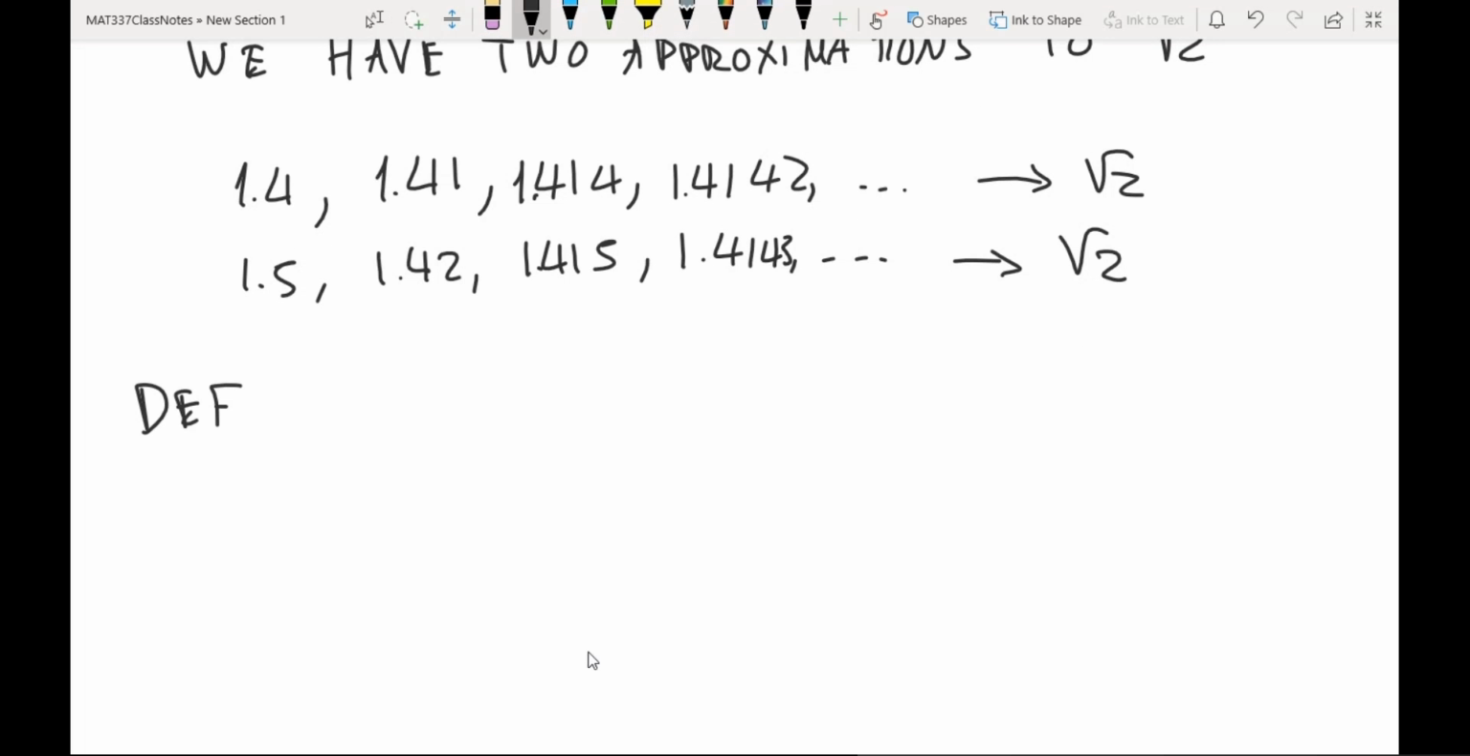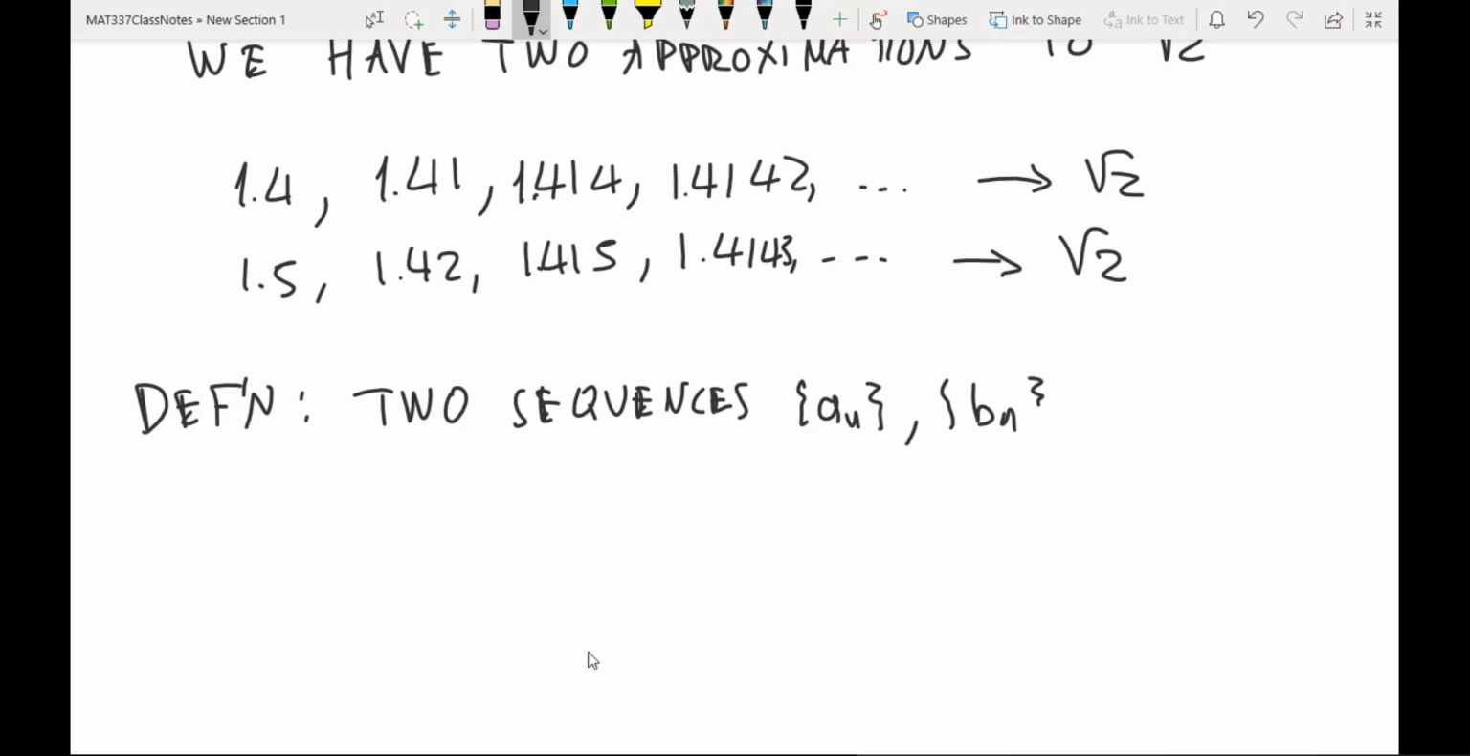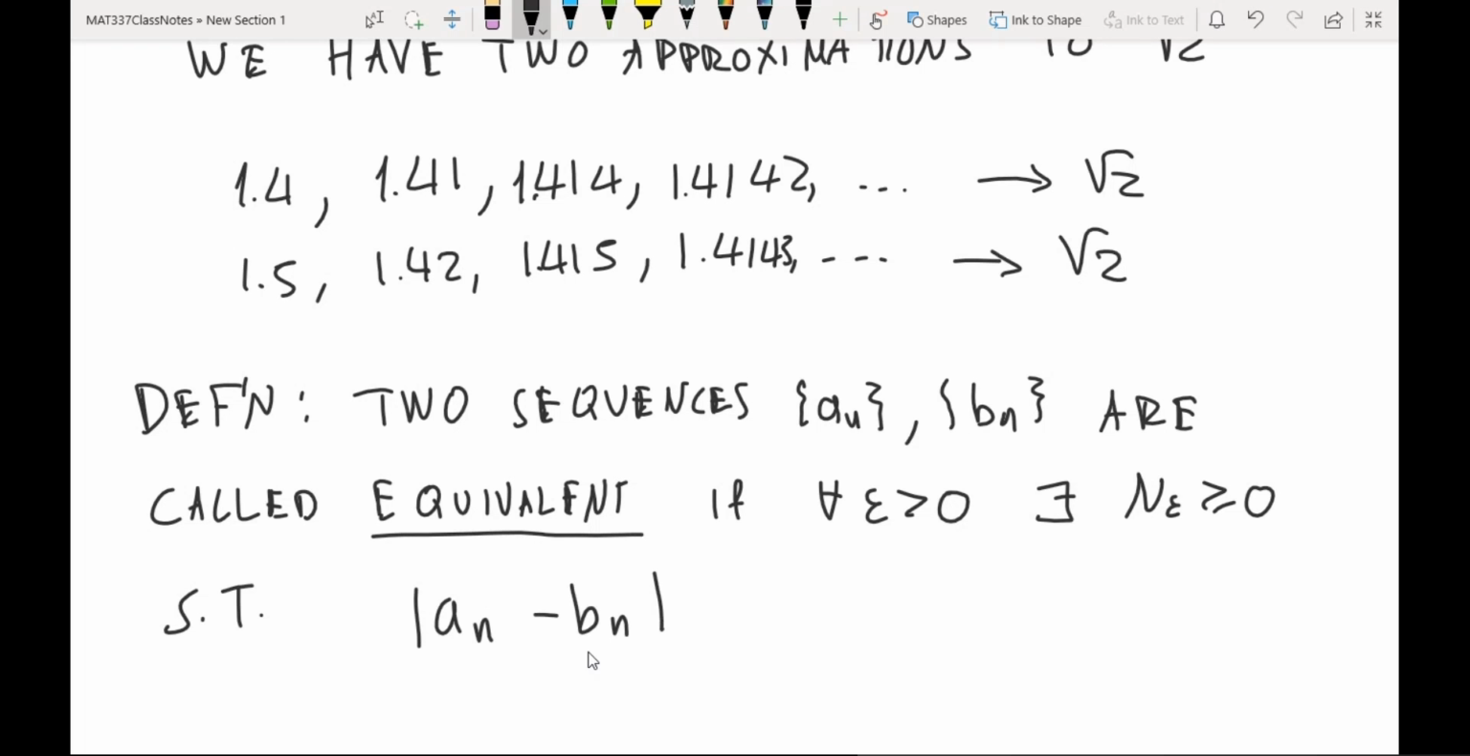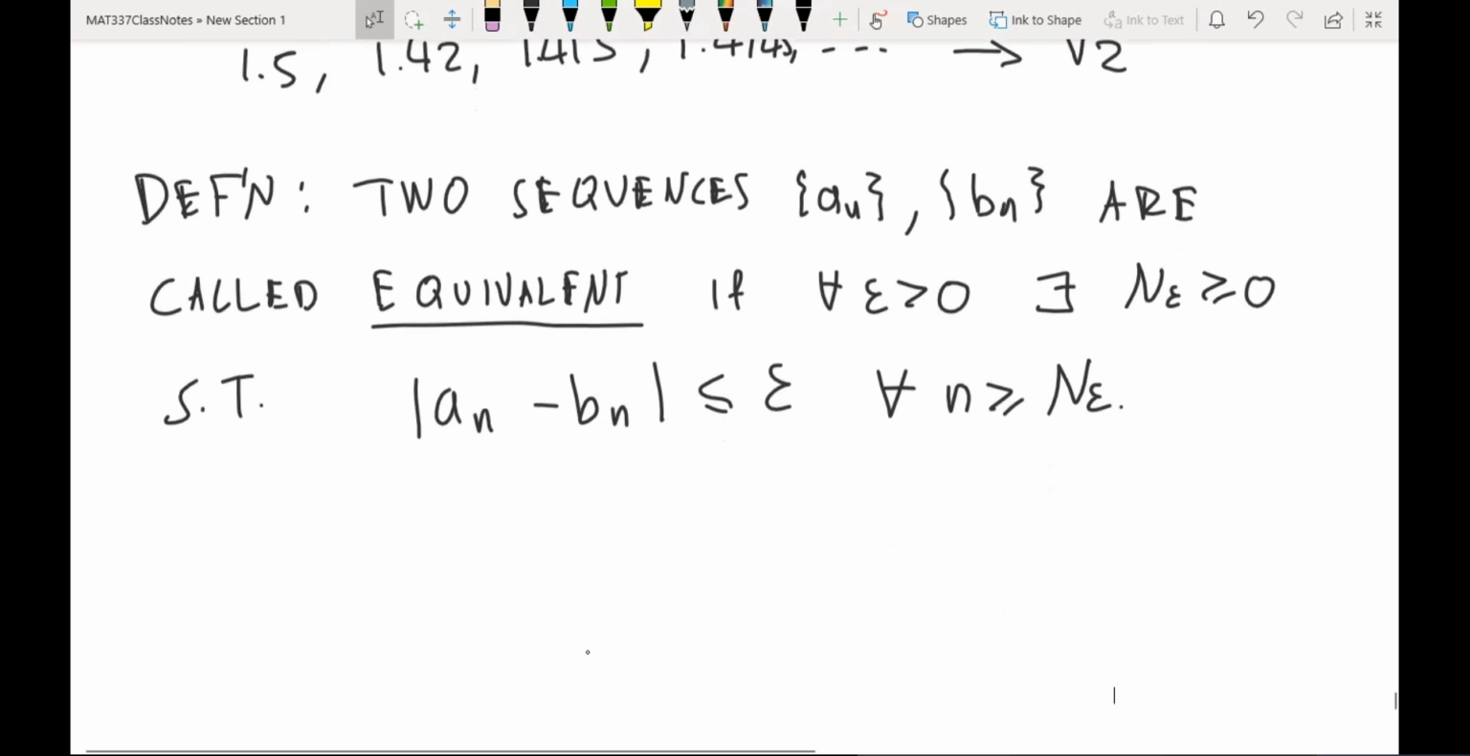So, definition. Two sequences are called equivalent if for every epsilon positive, you can find n_epsilon such that |a_n minus b_n| is less than epsilon for all n bigger than n_epsilon. Okay, so let's do an example.